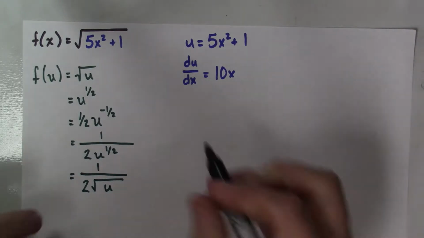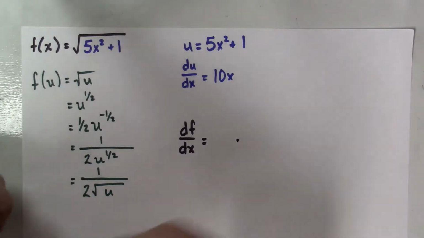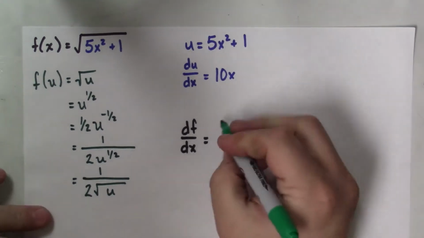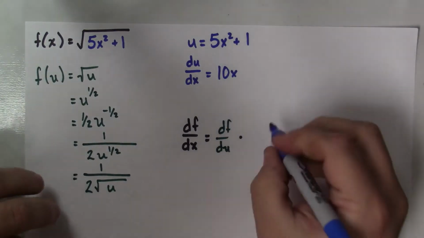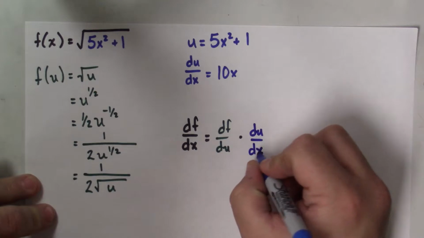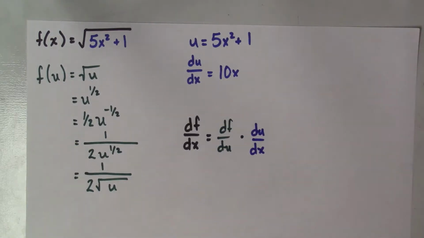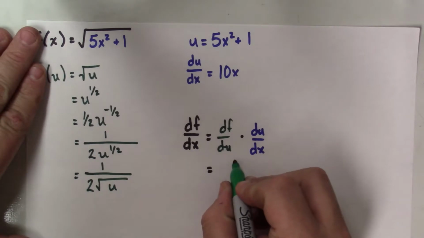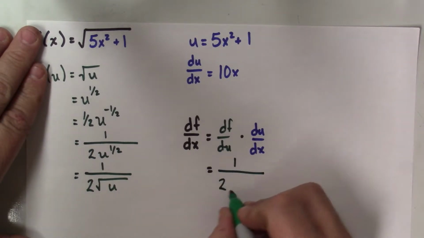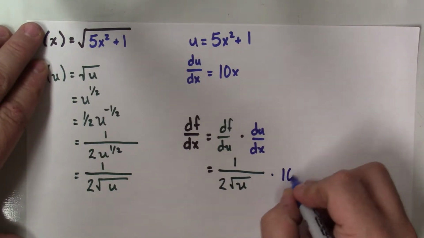Now, to evaluate the derivative of f with respect to x, I've got df dx equals df du times du dx. And I know I mentioned this in the last video, I really love the idea of, if I just make the du's cancel each other, I'm still left with df dx. I think that's really useful to think about. So, df du we said was 1 over 2 times the square root of u, and du dx is 10x.